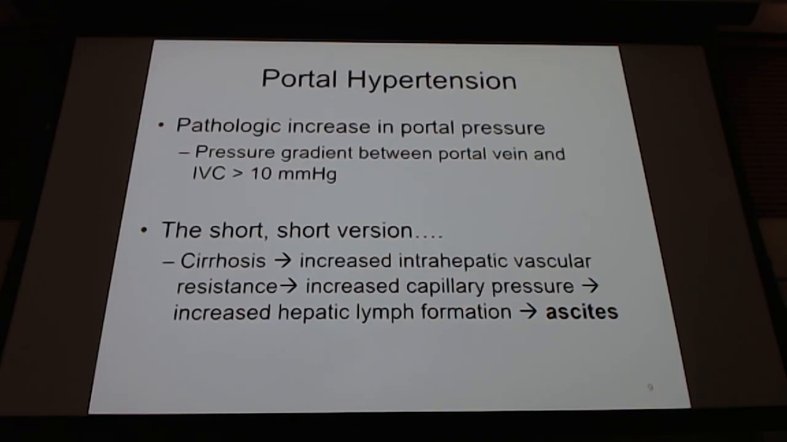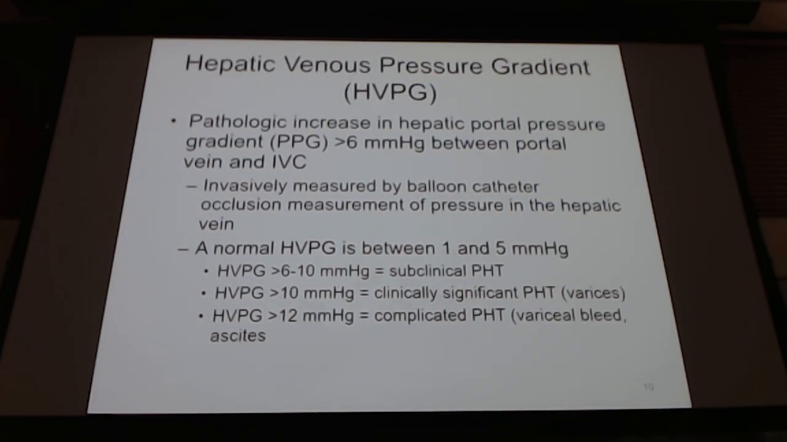So we need to know a little bit about these levels. So they come in, they can test this. That's a hepatic venous pressure gradient. They go in there and they measure that. So normal is between 1 and 5. Anything greater than 6 is concerning for subclinical portal hypertension.